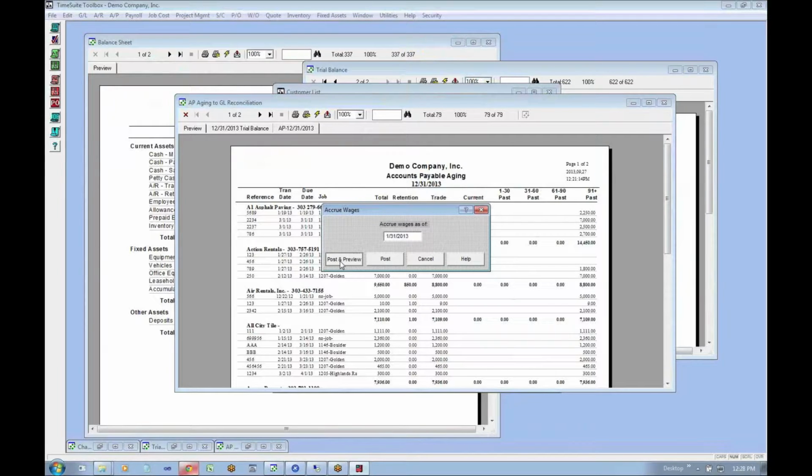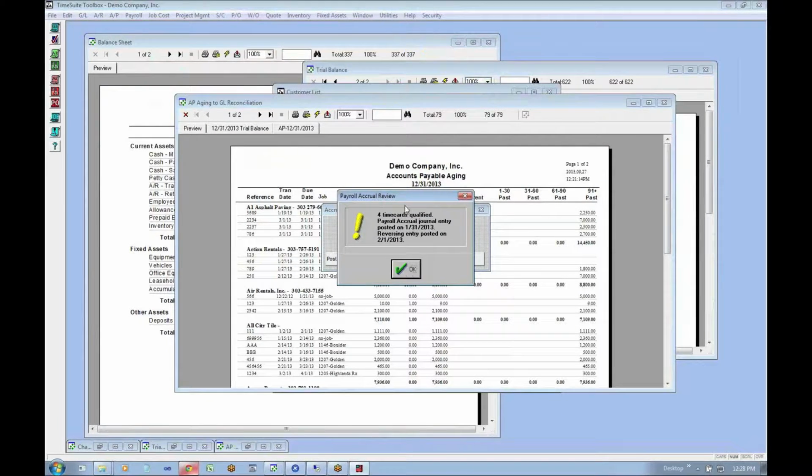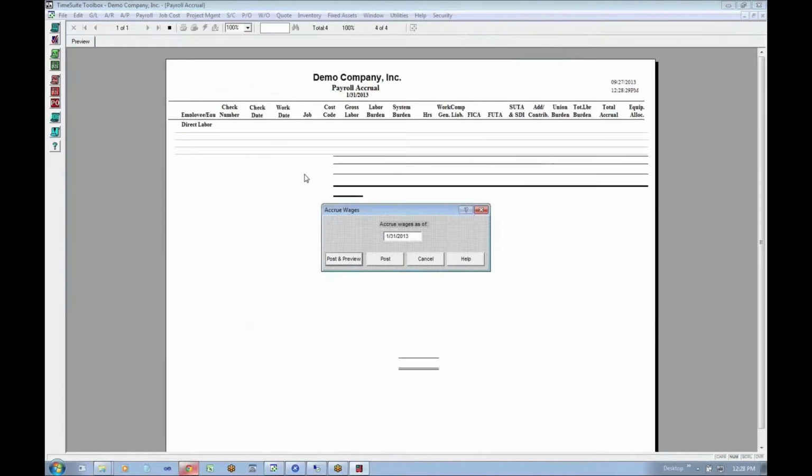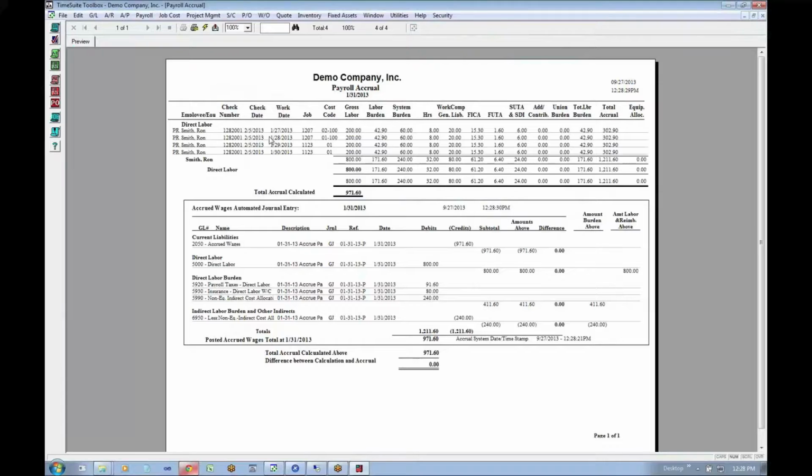If you go post and preview, it's going to show you the lead sheet. It tells us the accrual was done on that day, and the reversing entry was done for us. It gives us an itemization of the date. Sometimes this can be pages and pages. The work date was done before the cutoff date, and the check date was after the cutoff date. And here's the journal entry the system posted for us.